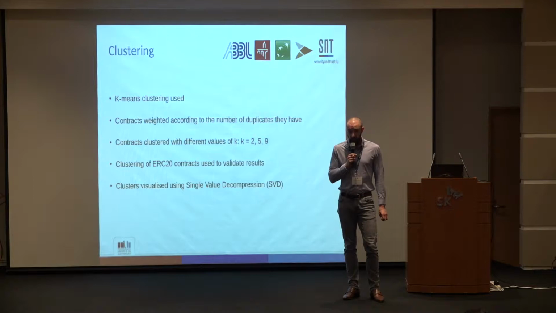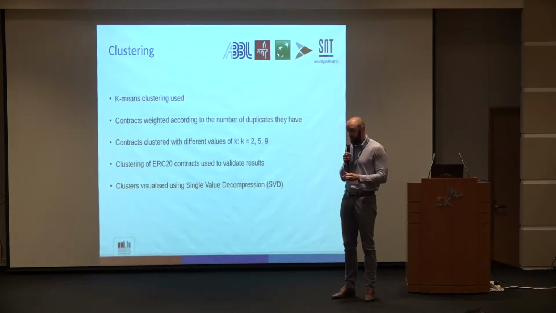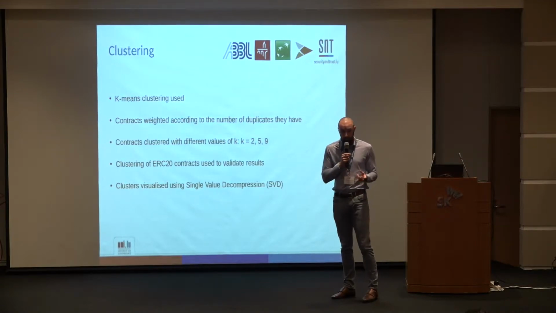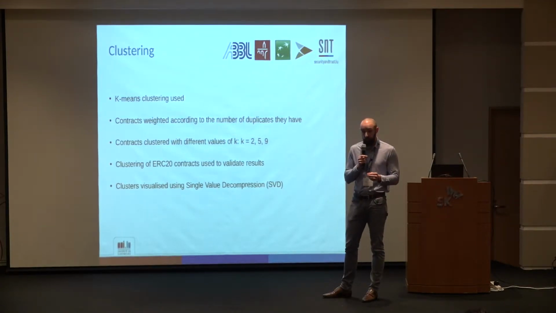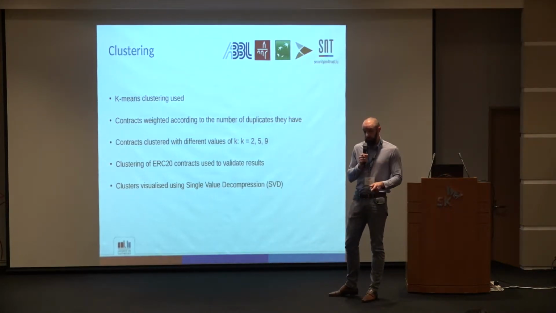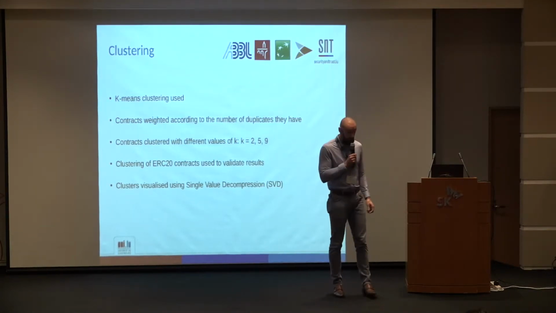The ERC20 contracts, because they're known, they're easy to define, we use these to validate. So if we get a cluster that is exclusively or almost exclusively ERC20 contracts, then we say that we think it's clustering accurately, it's clustering well. So we look for the ERC20 cluster. If that's there and it's strong, then we trust the results of the other clusters. In this presentation and in the paper, we visualize the clustering with single value decomposition.